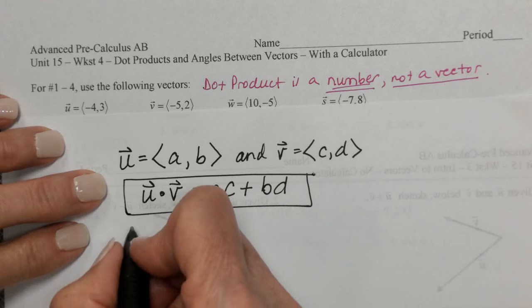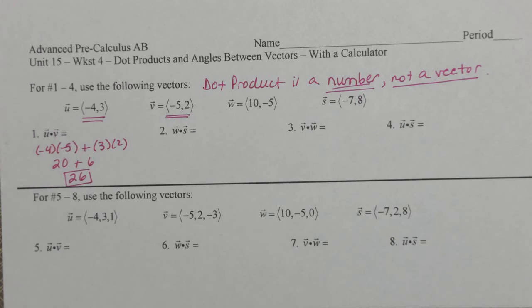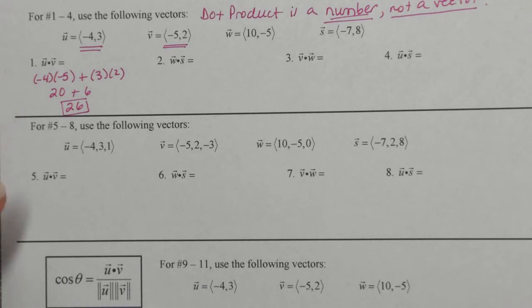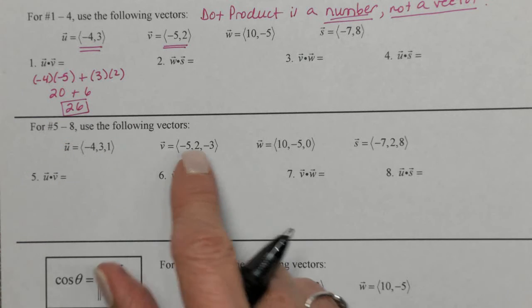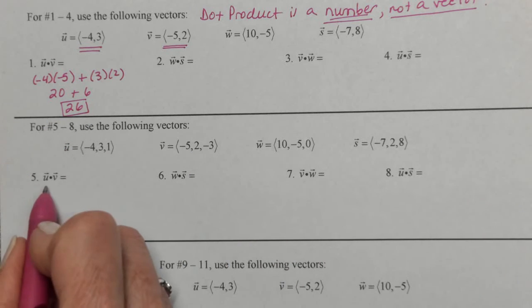Okay? Let's say that our vector had 3 components. What do you expect we would do there? I'm sure you would guess it. So if we have 3 components, we do the same process, but we have another product to add.